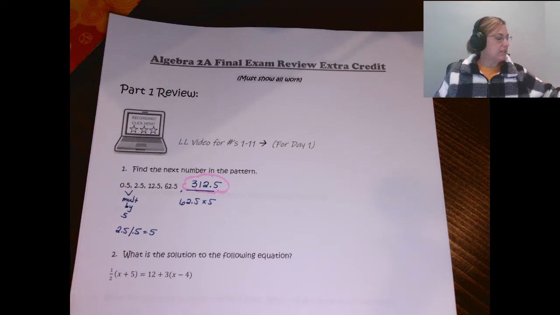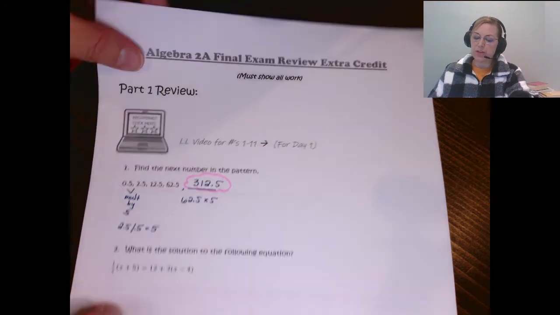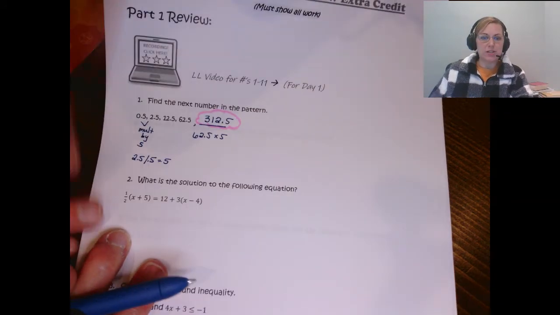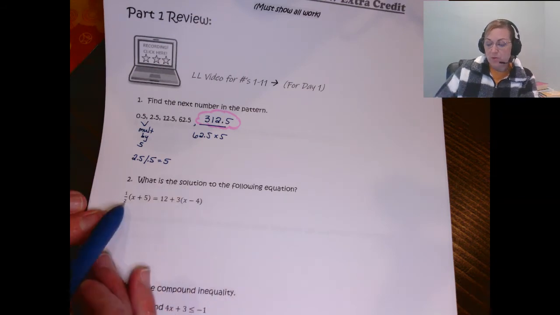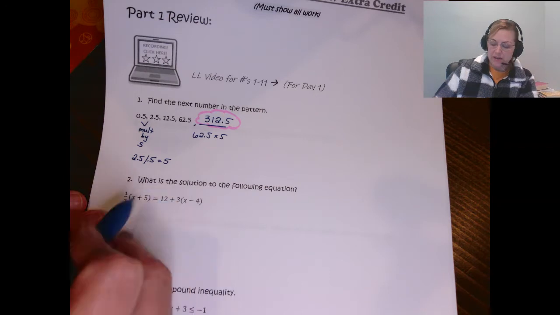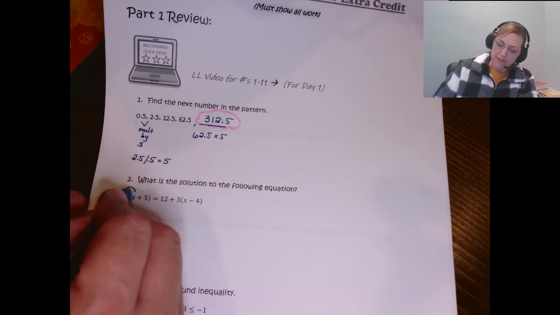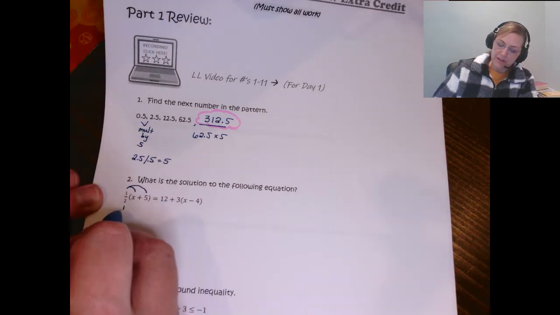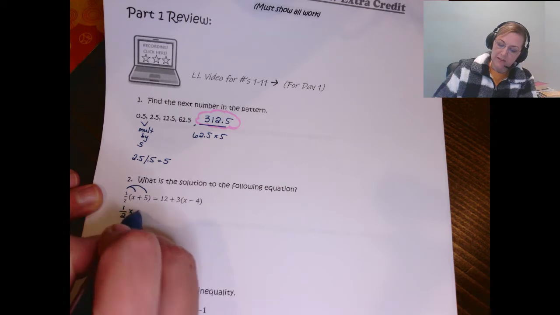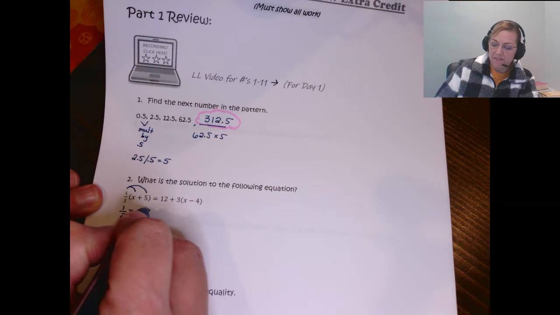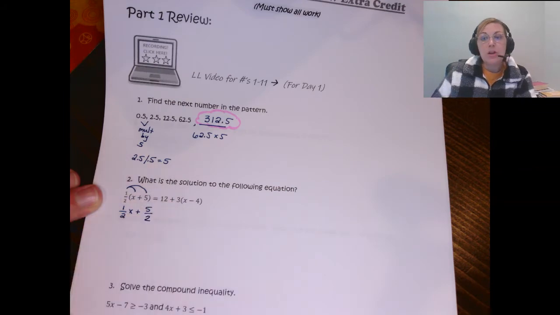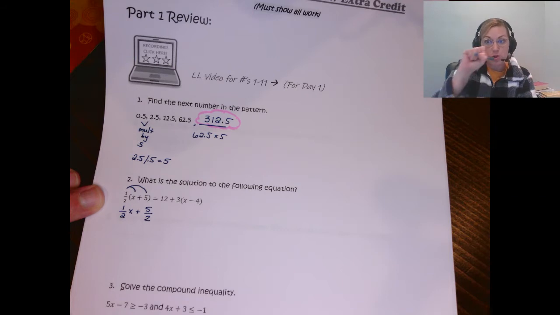Okay, let's look at number two then. This is a good review of solving equations. I see some distributing that needs to happen with the 1/2 and the 3. So I'm going to distribute the 1/2 to each term in the parentheses here. That'll give me 1/2 x plus 1/2 times 5, which will give me 5 halves. Now, here's a little tip. You could turn that 1/2 into a 0.5 and then use your calculator to distribute if you want.